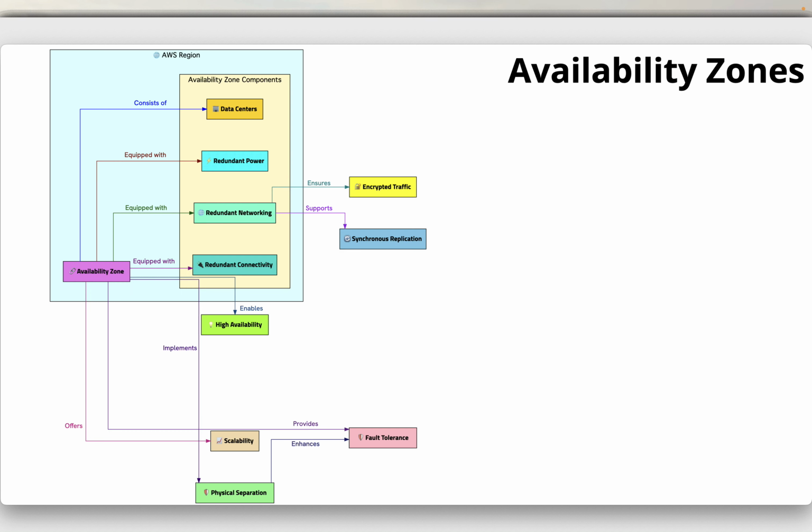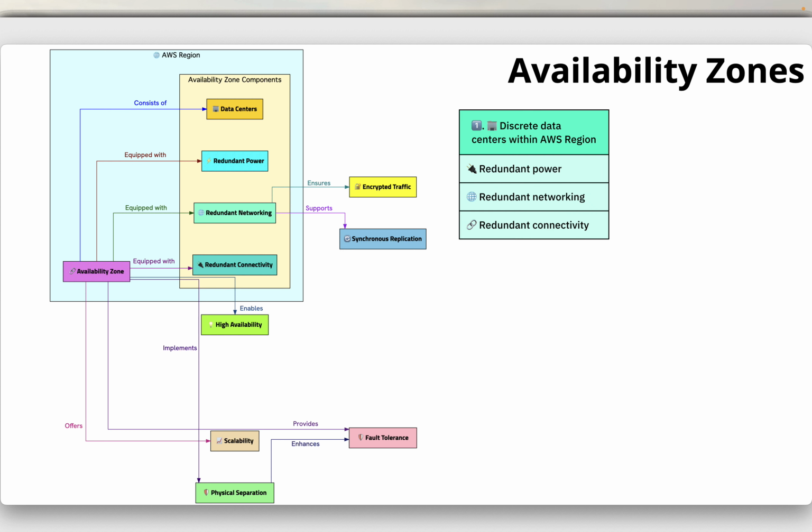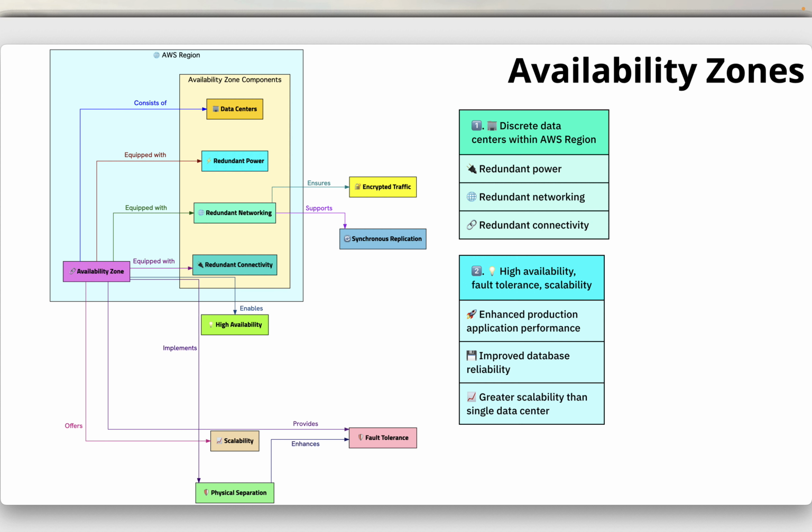So next I'll be explaining the availability zone. An availability zone consists of one or more data centers equipped with redundant power, networking and connectivity. So the point to remember is one availability zone consists of multiple data centers. It's not just one data center. So it's always one or more. Most of the time it will be 2 or 3 for high availability and fault tolerance. AZs enable running production applications and databases with greater availability, fault tolerance and scalability than possible in a single data center.